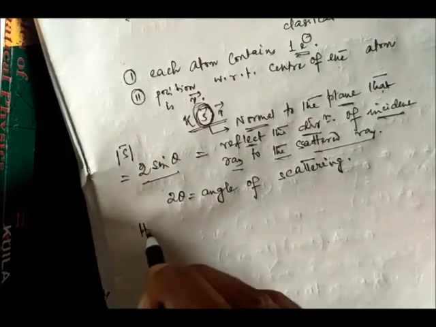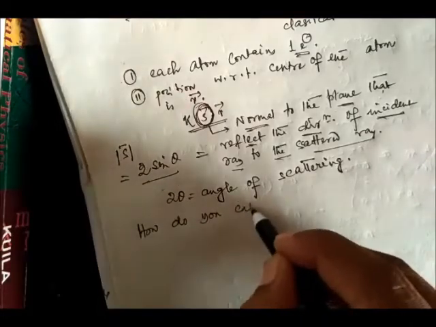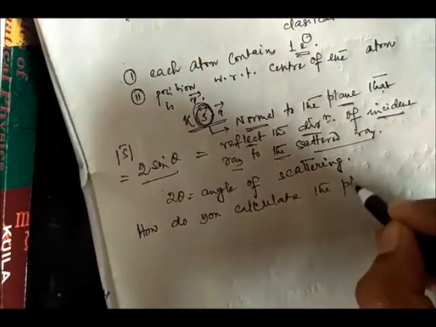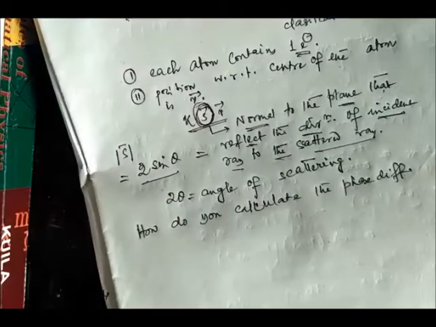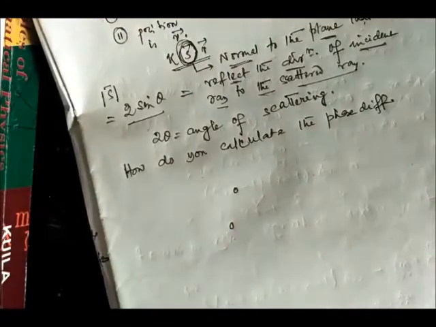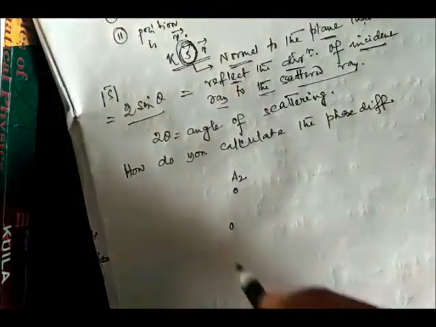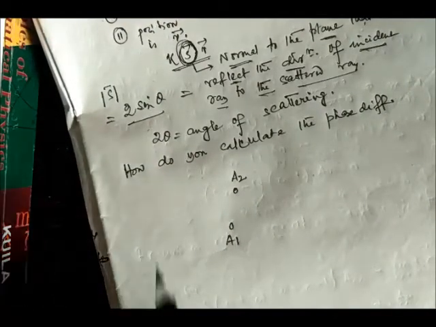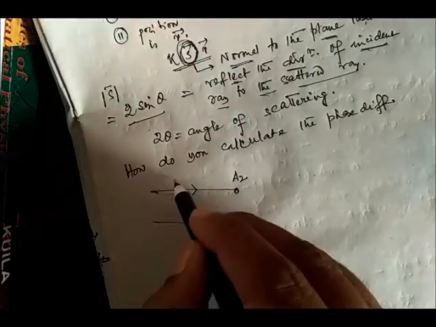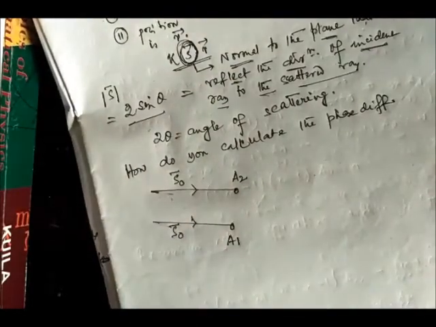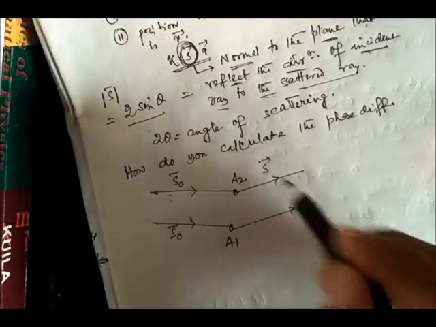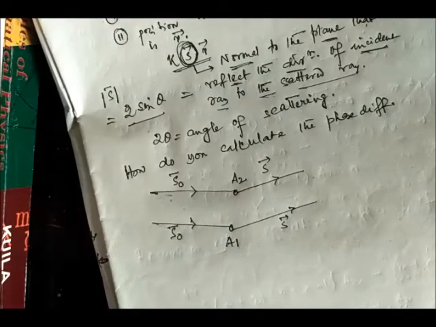Now, how do you calculate the phase difference between the incident and the scattered ray? So let us consider that these two are basically two lattice points. One is A2, another is A1. Now, two rays are coming along this direction, represented by this vector S0. Now, after scattering, the rays are moving along this direction. So this scattered ray is represented by this vector S.